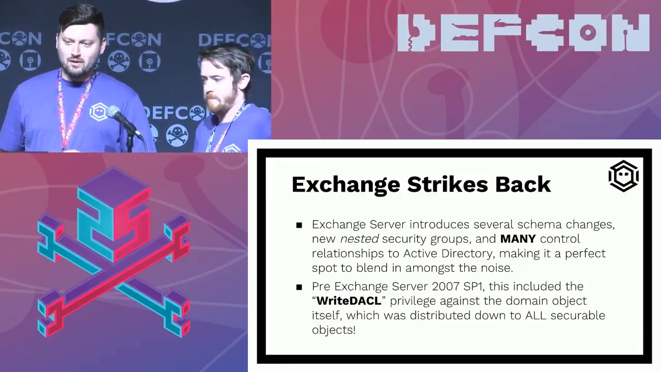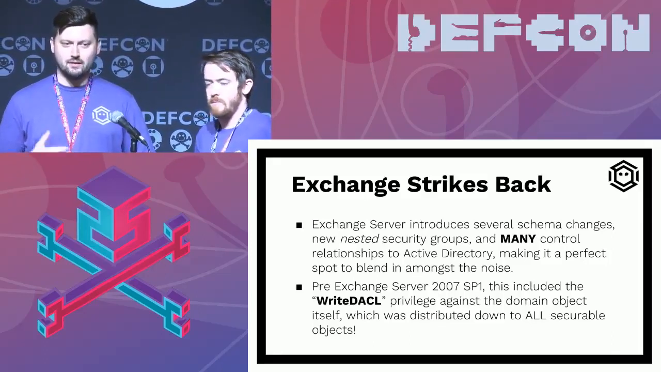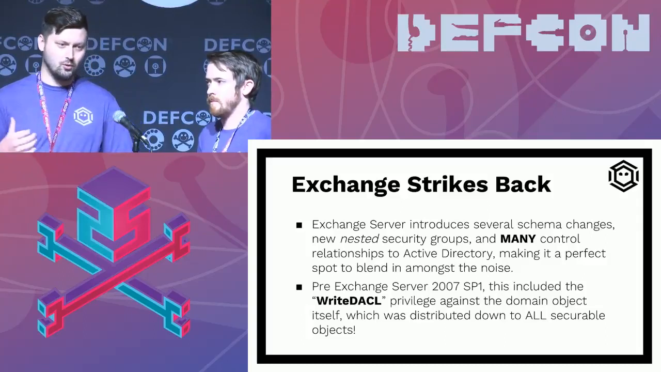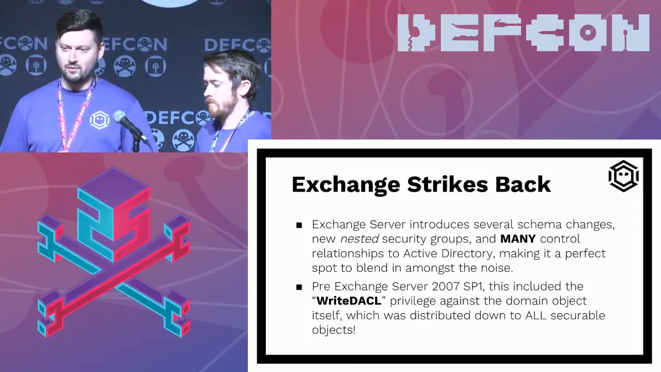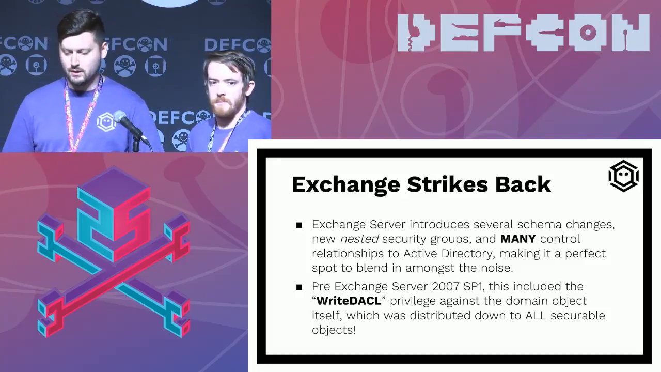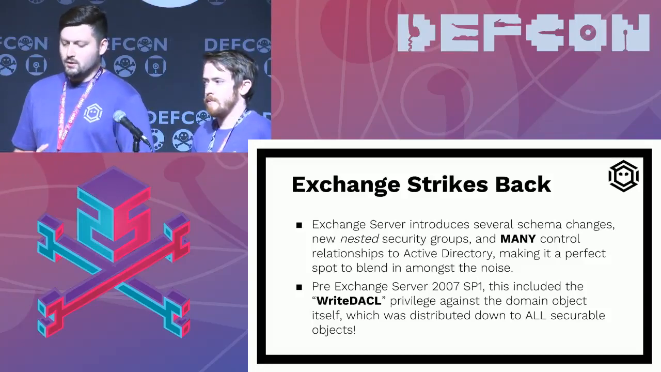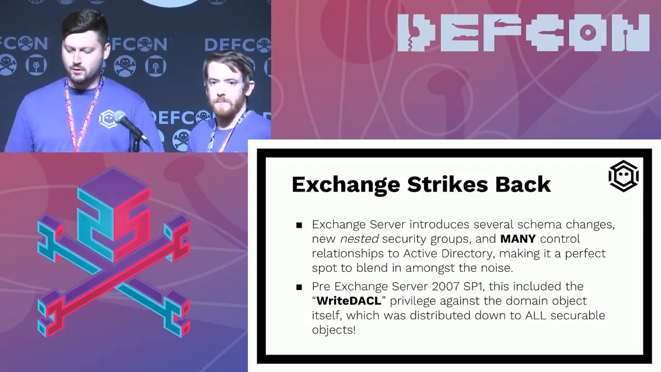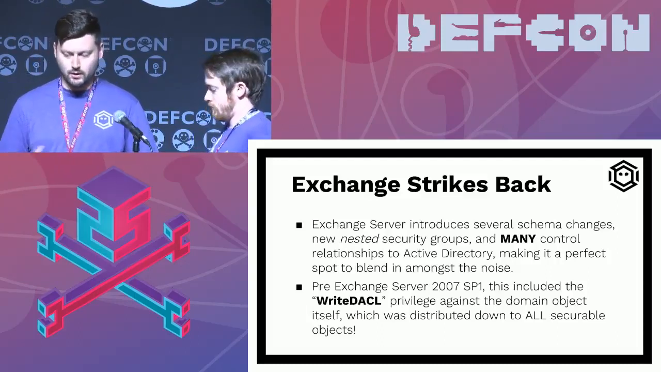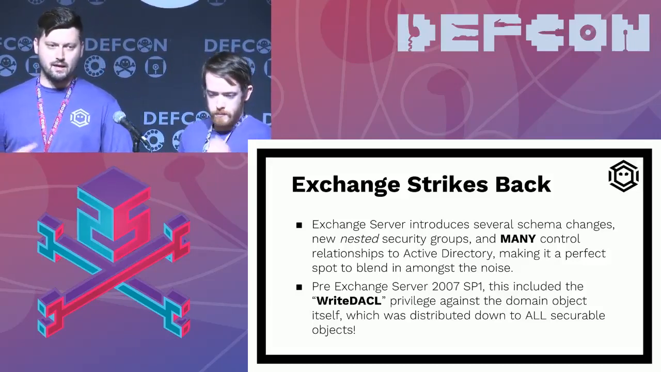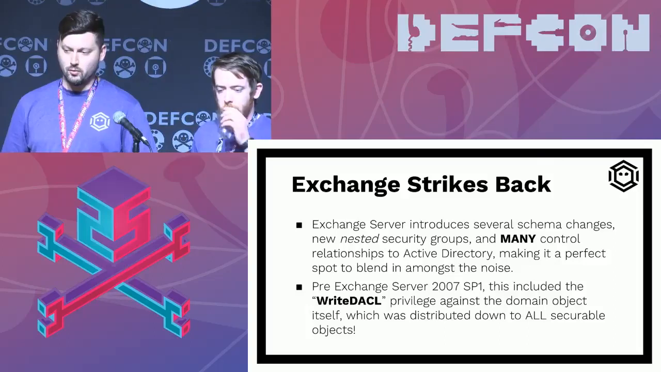So we mentioned how third-party applications can extend the Active Directory schema. They can add security groups. They can add control from groups to other principals in Active Directory. By far, the biggest offender of this is Microsoft Exchange. With Microsoft Exchange Server 2016, 2013, and 2007 SP1 and forward, Exchange will create a group called Exchange Trusted Subsystem and add all of the Exchange servers into that group.